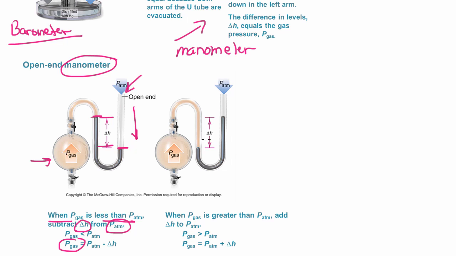In this case, we see that the gas pressure is greater than atmospheric pressure. In this case, we would add delta H to the atmospheric pressure, and this would give us the pressure of the gas. So the pressure of the gas is going to be the atmospheric pressure plus this height difference.